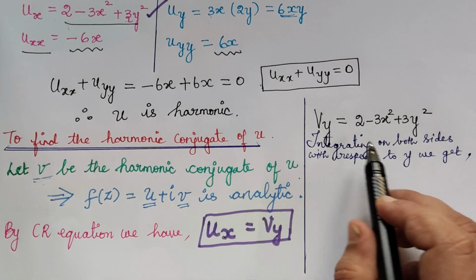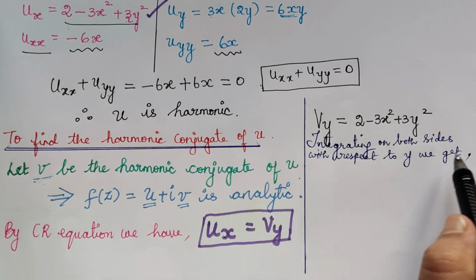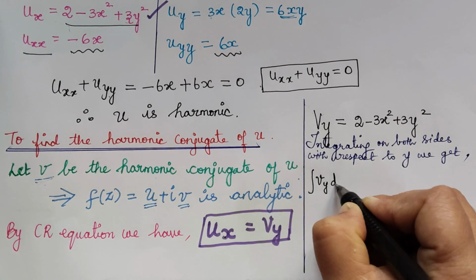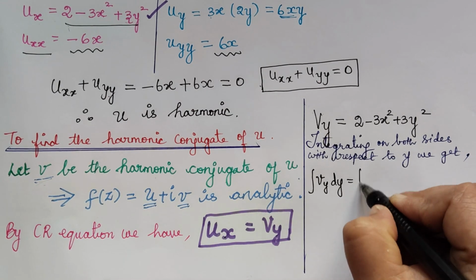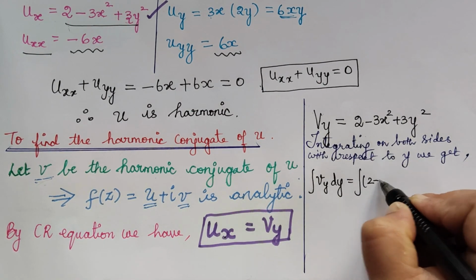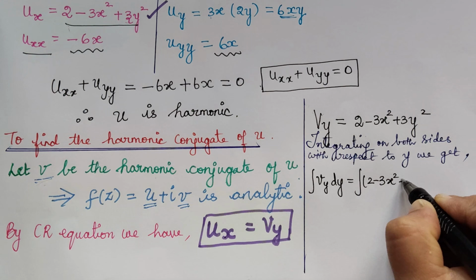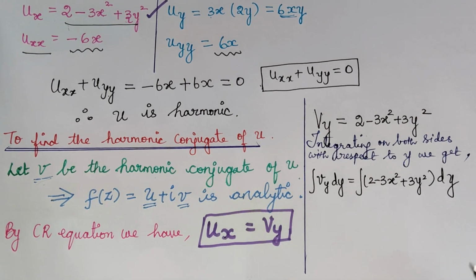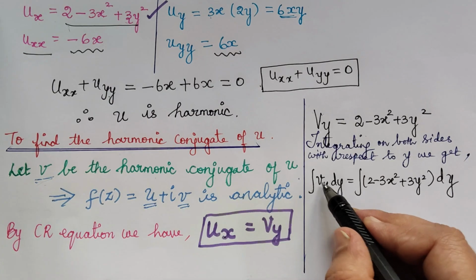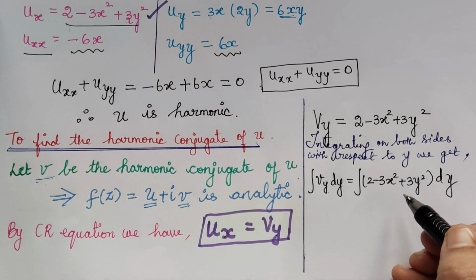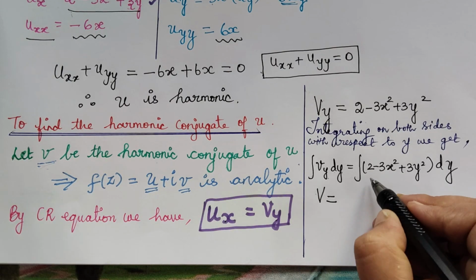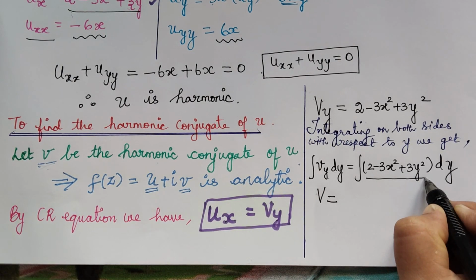So integrating on both the sides with respect to y, we get integral v_y dy is equal to integral of 2 minus 3x square plus 3y square dy. Now we have to integrate on both the sides. v_y, when integrated with respect to y, we get v, and that is equal to... now we shall integrate this with respect to y.